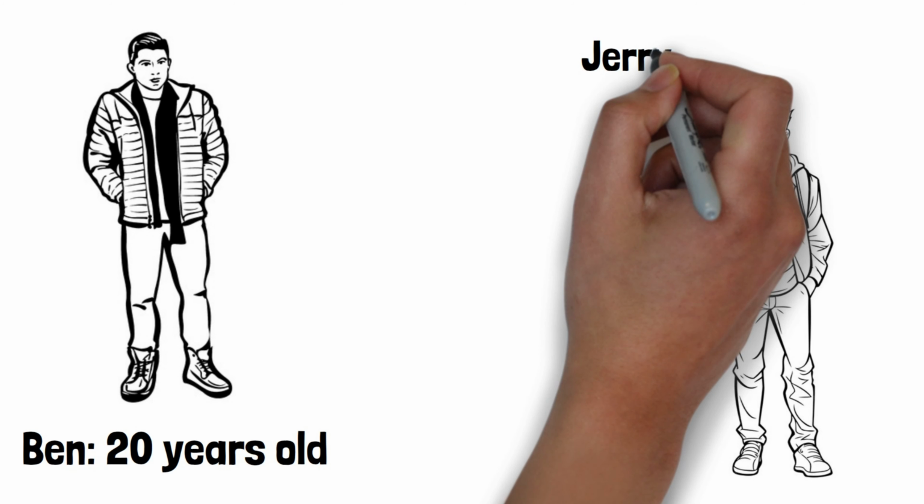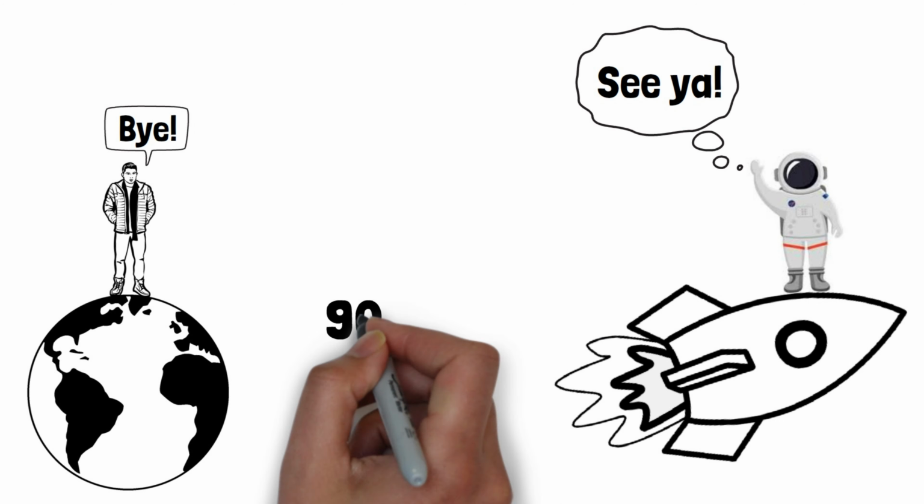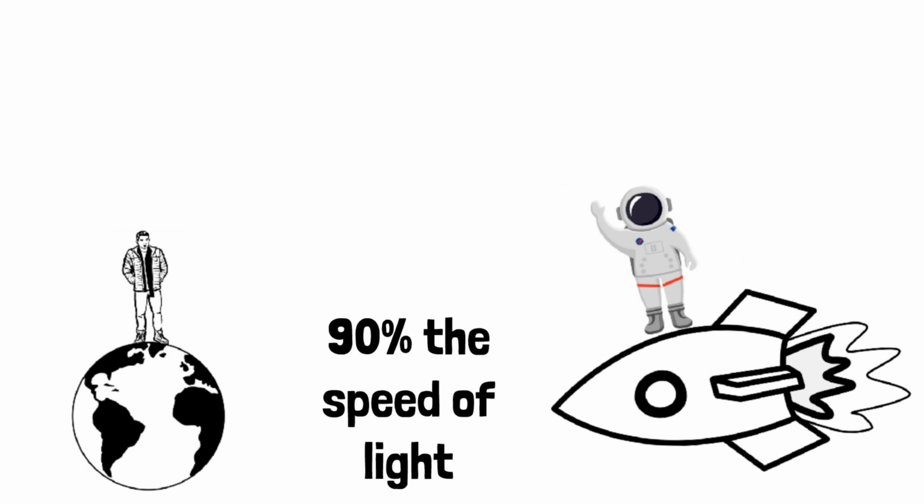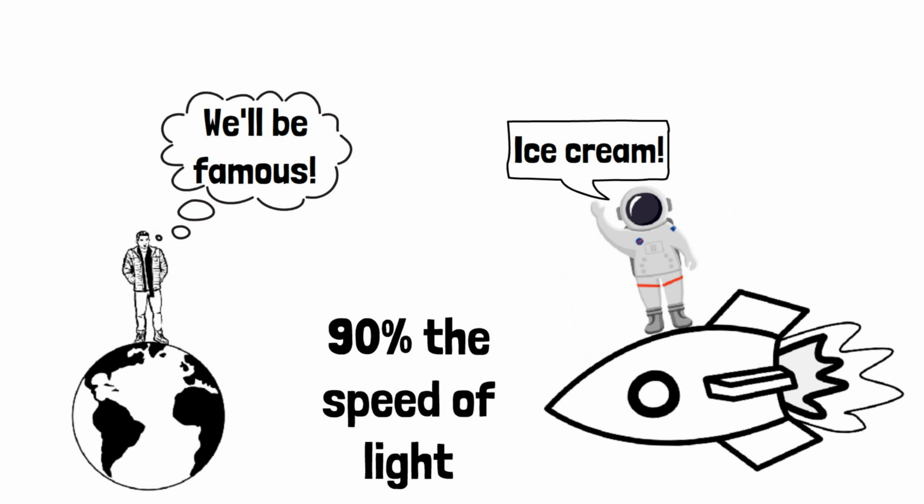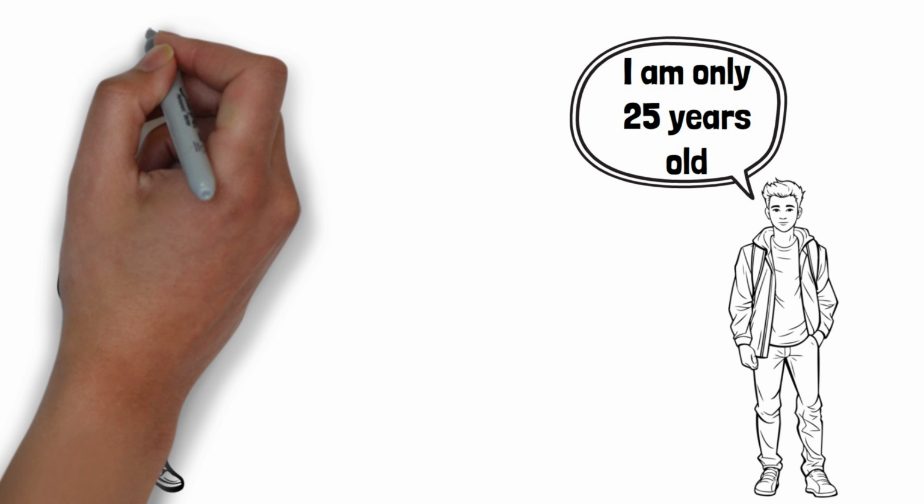Imagine two friends, Ben and Jerry, both 20 years old. Ben stays on Earth while Jerry travels through space on a voyage to a distant planet at 90% the speed of light. After being gone for 5 years, Jerry returns to Earth with an incredible ice cream recipe to find Ben much older than when he left. And while Jerry has aged only 5 years, Ben has aged nearly 12 years since Jerry's departure.